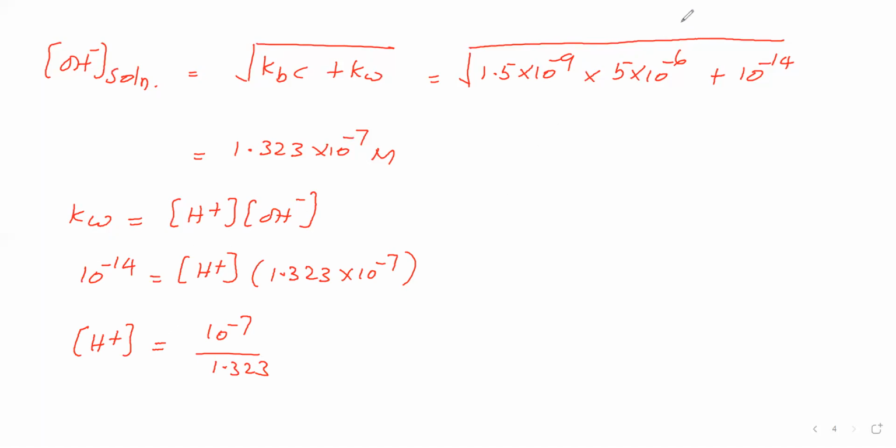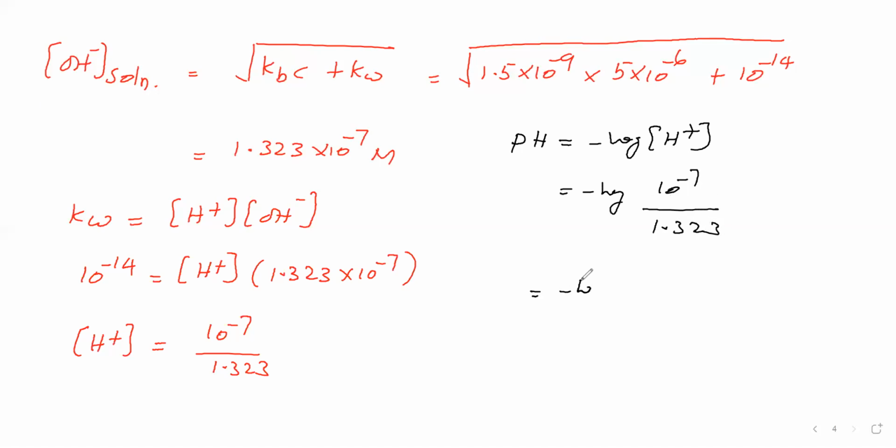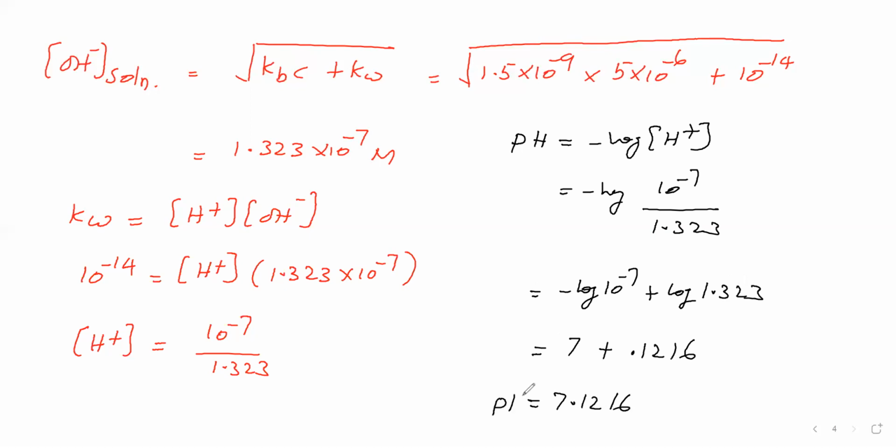Let us go for pH. The pH formula is pH equal to minus log of H plus. Substituting the H plus concentration, 10 to the power of minus 7 by 1.323, we get minus log of 10 power minus 7 plus log of 1.323. Minus log of 10 power minus 7 is 7, plus log 1.323 is 0.1216. Adding, we get 7.1216. That is the pH of the pyridine solution. So for the given question, the accurate pH of the pyridine solution is 7.1216.